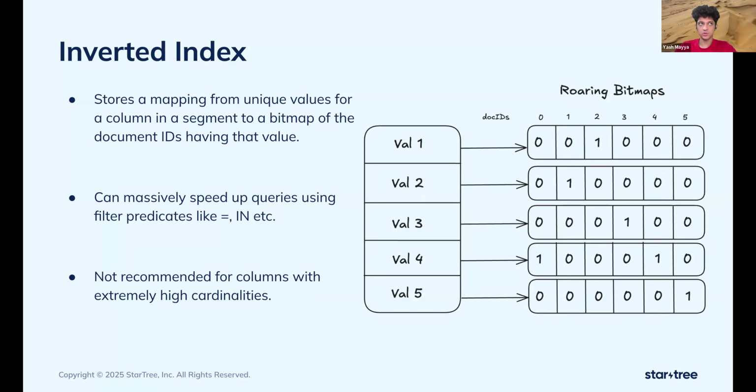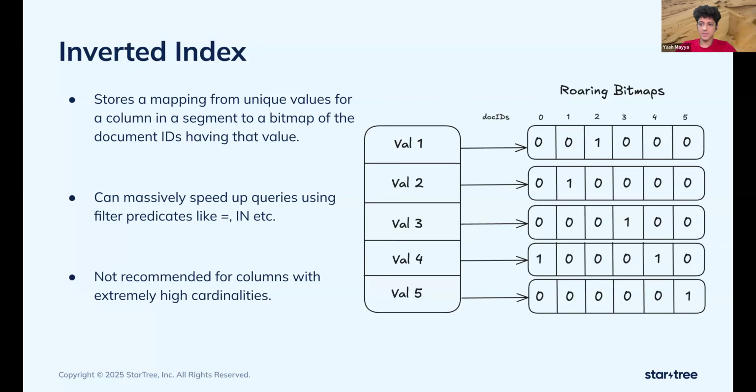Each of these unique values will have an entry, which points to a bitmap of documents that actually contain that value. Documents are basically rows in that segment. So this index can actually massively speed up queries using filter predicates like equals, in, etc. And we'll take a look at some numbers soon.